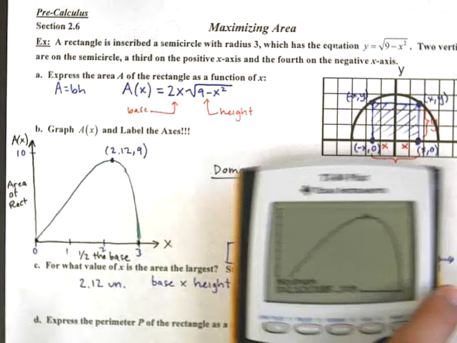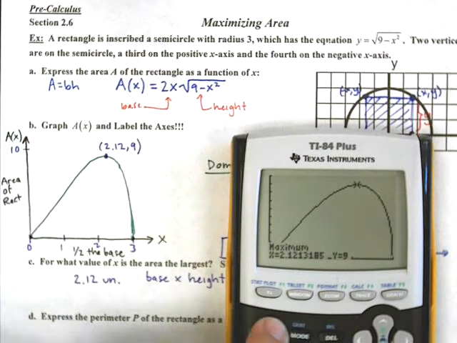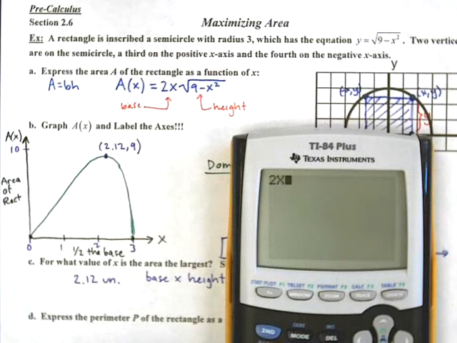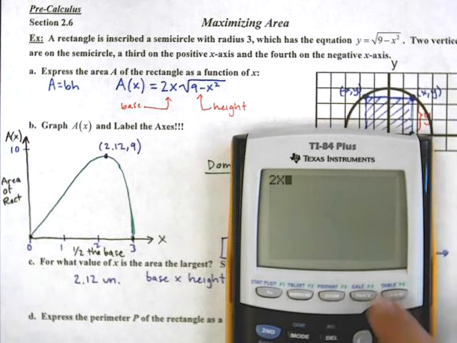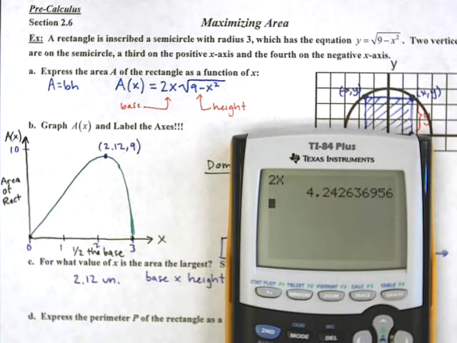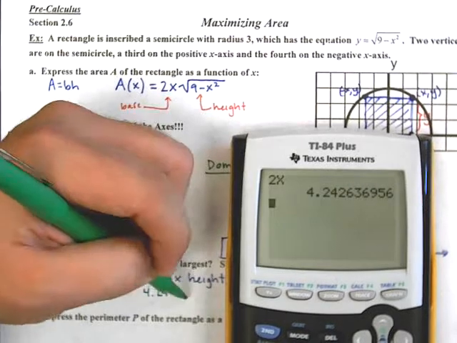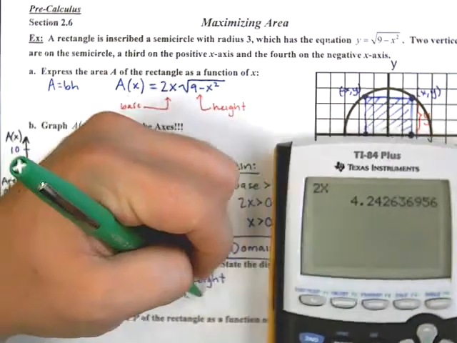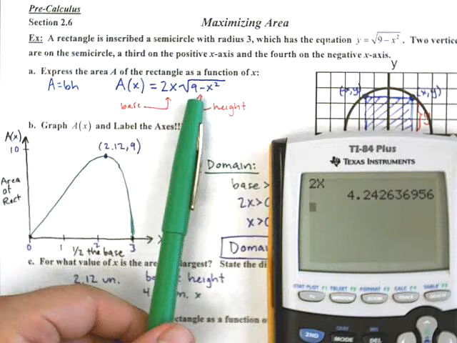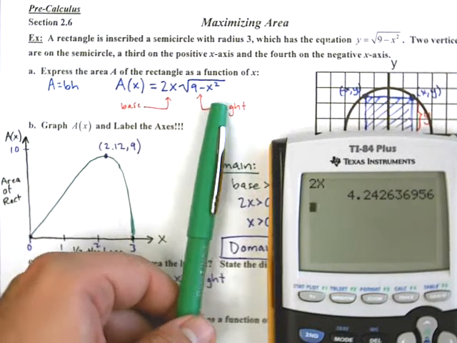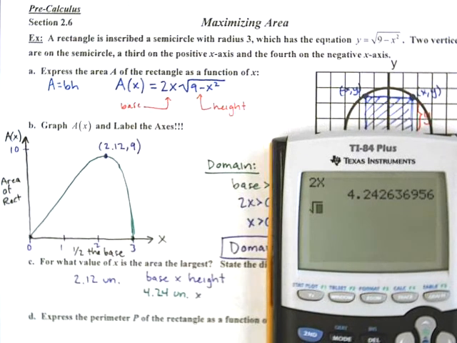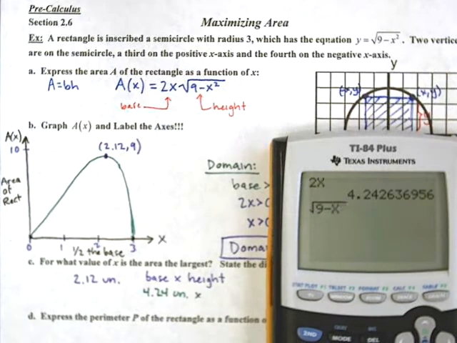So this is where I'll go to my calculator, I'll quit out, and I'll do 2x. And why can I do this x again? Because the x is still stored from when I calculated the maximum. So that gets me 4.24 units. And then the height is just that original square root of 9 minus x squared. So I'm going to punch that in, 9 minus x squared.